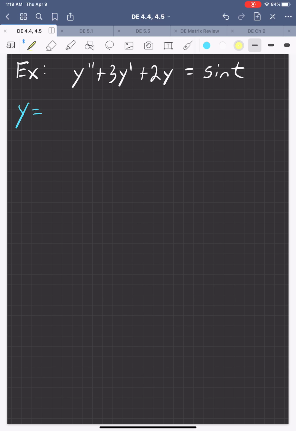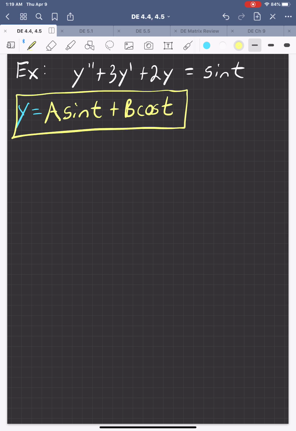Well, this here is going to work: a sine of t plus b cosine of t. Now, why not a sine of t minus b cosine of t? Or why not negative a sine of t minus b cosine of t? Good questions. As of right now, this is going to be the form you're going to want. But again, that's why I said there's a little bit of guesswork here.